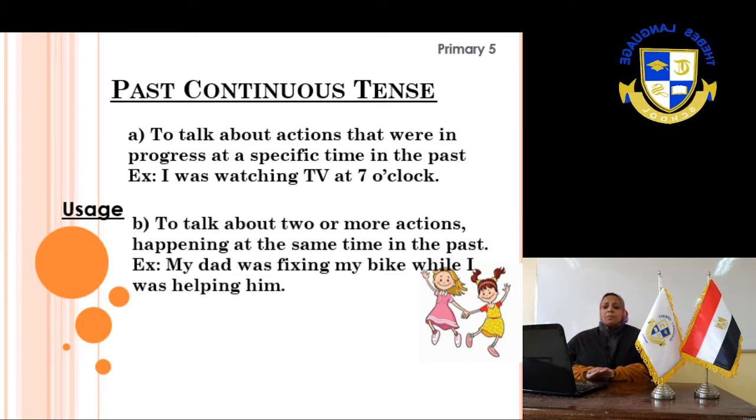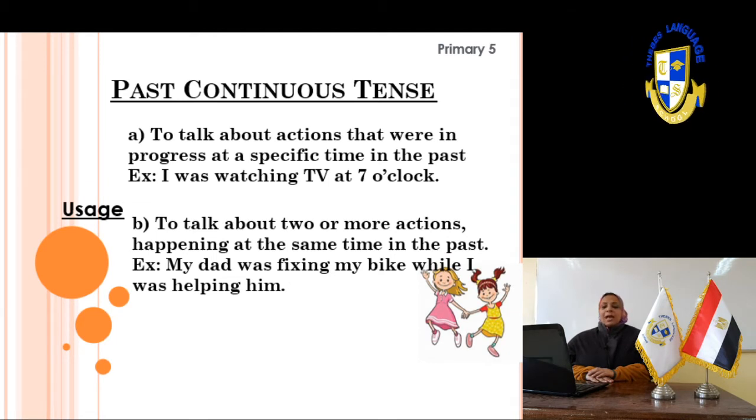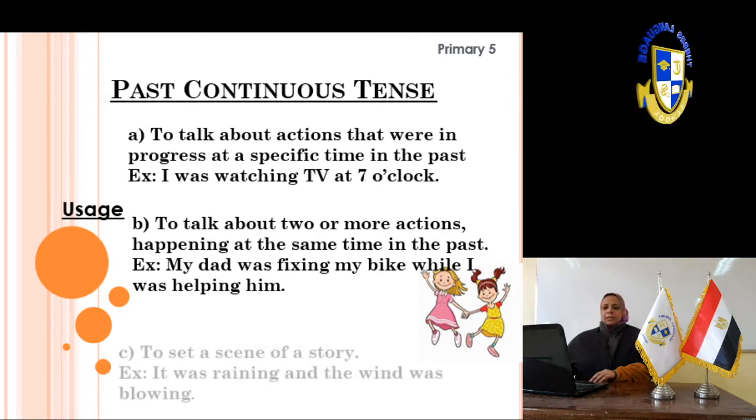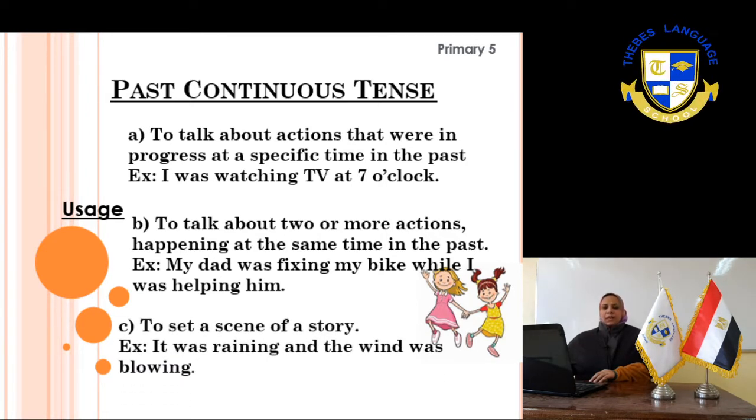Now, what's the next usage? To talk about two or more actions happening at the same time in the past. For example, my dad was fixing my bike while I was helping him. Now, the two verbs, was fixing and was helping, are past continuous. They are two long actions moving together at the same time.